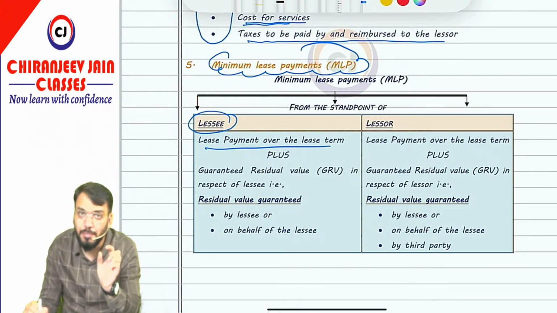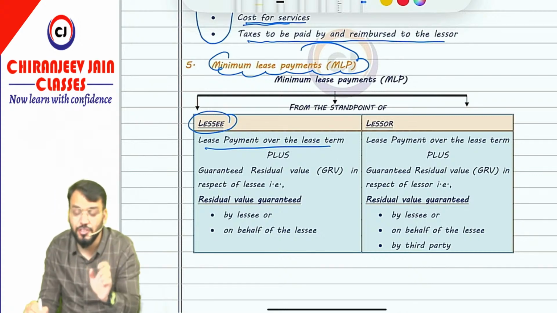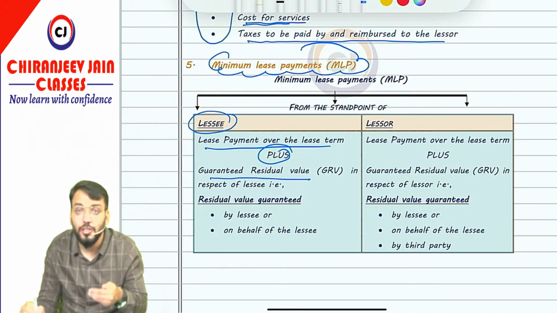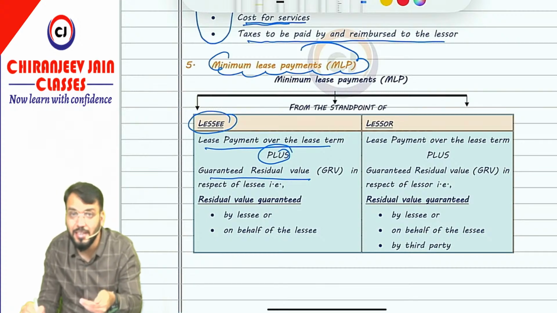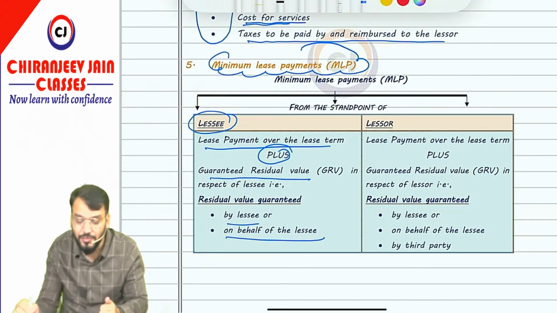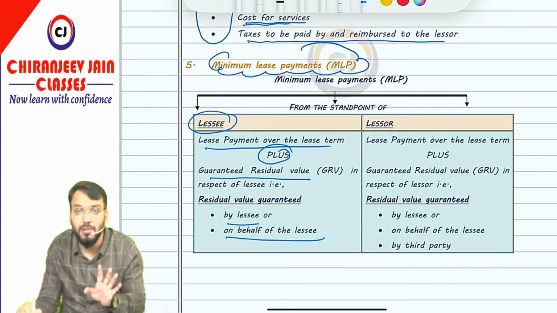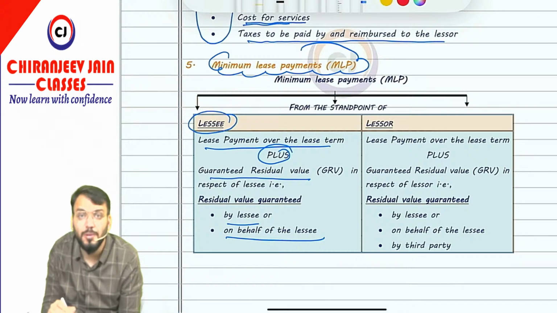Now we have understood that it includes minimum lease payment over the lease term plus purchase option price plus any guaranteed residual value in respect of the lessee. It is quite possible some residual value has been guaranteed by the lessee to the lessor. That residual value can be guaranteed by the lessee or on behalf of the lessee. So any GRV in respect of the lessee will also be included. But can I say if there is a purchase option price, then there will be no GRV. So GRV will come only when there is no purchase option price.